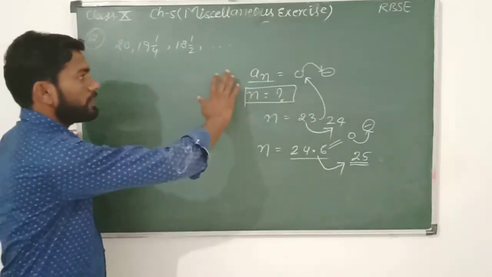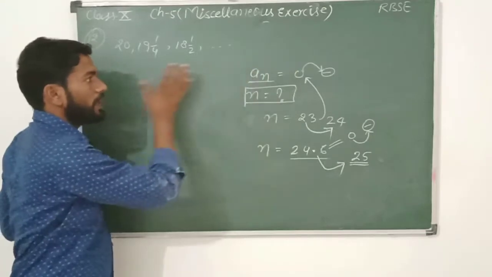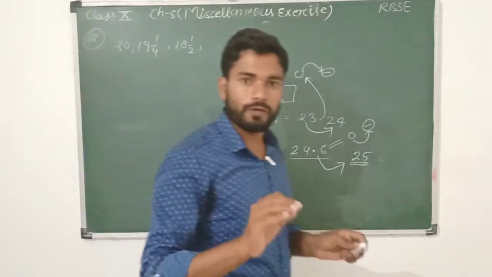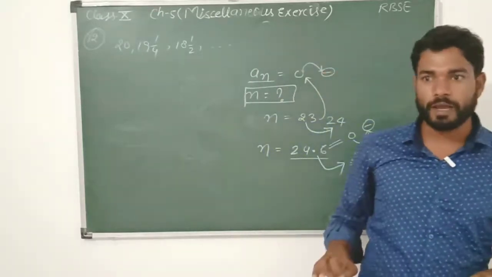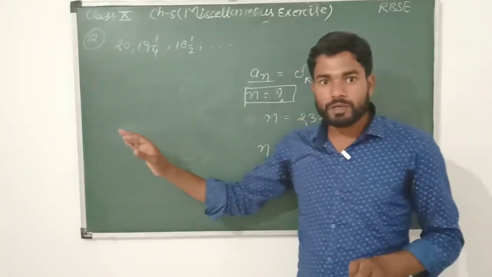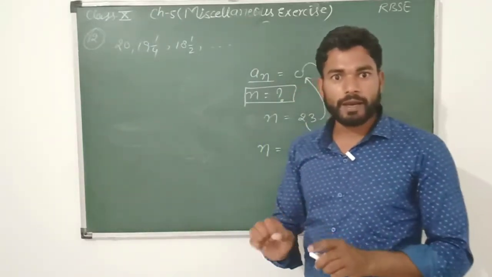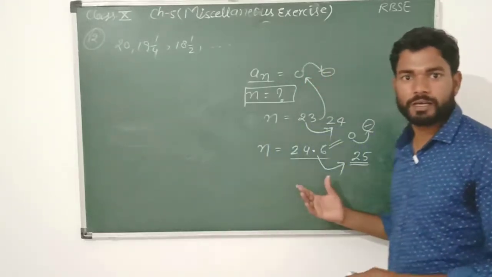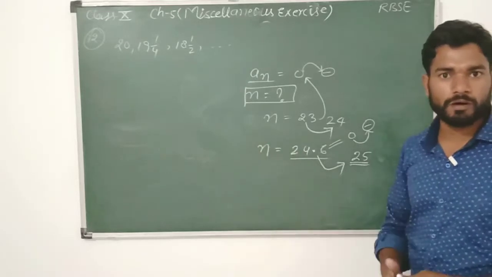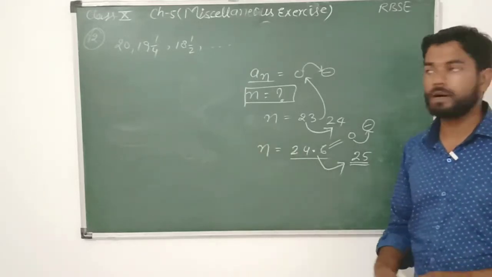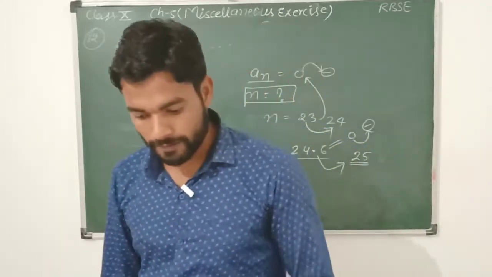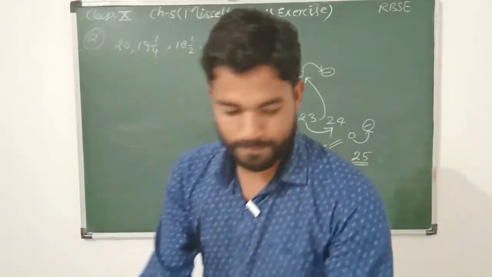So student, you will assume that let the nth term be 0 and apply all the values a and d in this case, and from here calculate the value of n, and the successive next term will be the first negative term. Hence you will get your answer. Now let's proceed to the next question, question number 13.